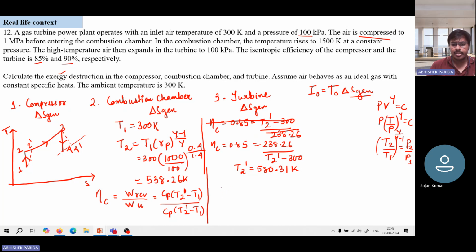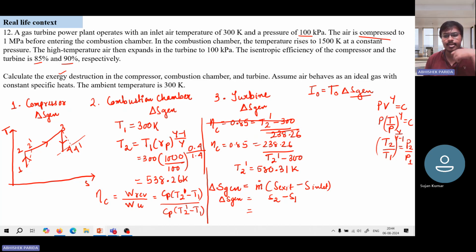Then once T2 dash is done, we have to find out what is the entropy generation in this place. So how to calculate delta Sgen? It is nothing but m dot into S exit minus S inlet. Of course, m dot is not given, so leave it. Calculate the specific entropy generation. Sgen is equal to exit minus inlet, so it is just S2 minus S1.